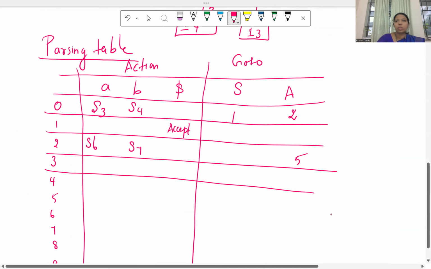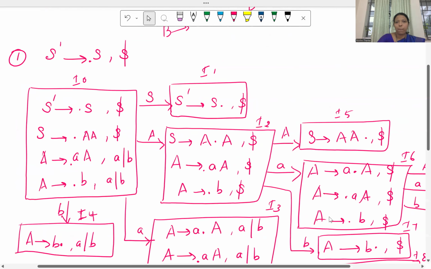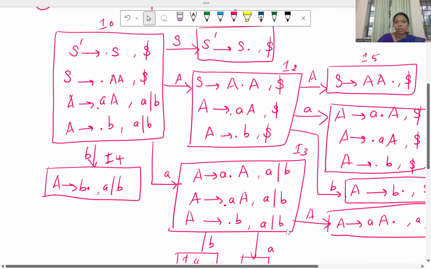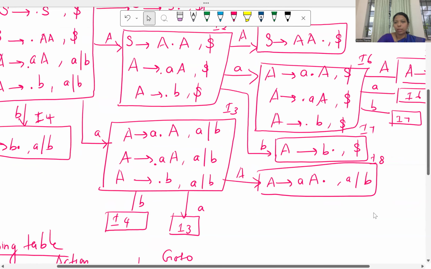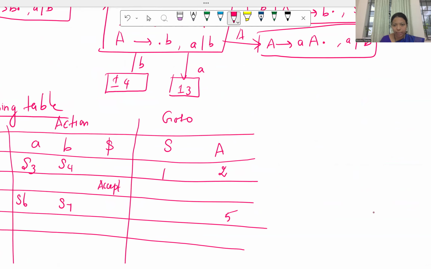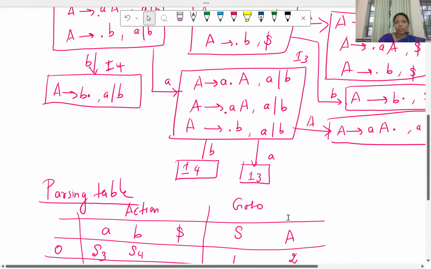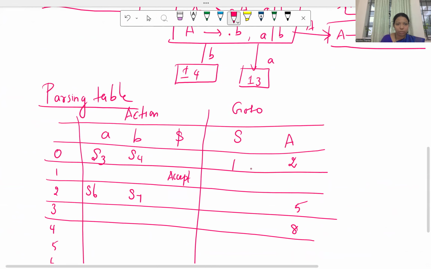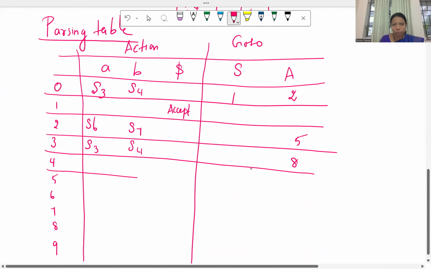Then go on to the third state. Here is the third state. What are the go-tos we have for the third state? One is capital A. On capital A, it is going to I8, so write 8 alone. On small a, it is going to I3, so you have to write S3. On small b, it is going to I4, so it is S4. And then we go to the next state, that is the fourth state.